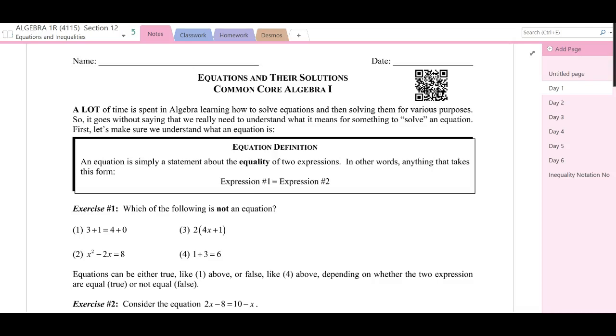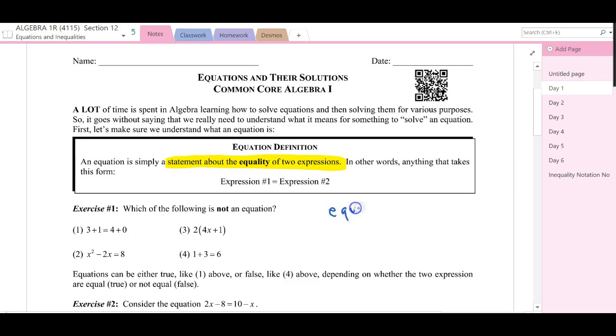In this unit, one of the most important things that we're going to start by figuring out is determining whether something is an equation or an expression. An equation, as it states on your paper here, is a statement about equality of two expressions. Basically, to put this as simply as possible, an equation has an equal sign.